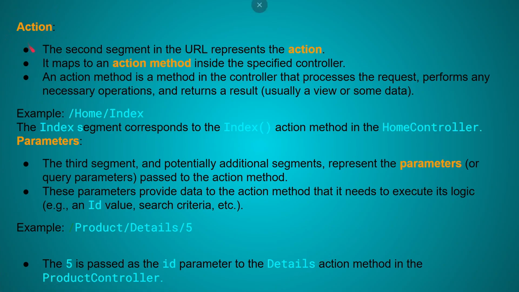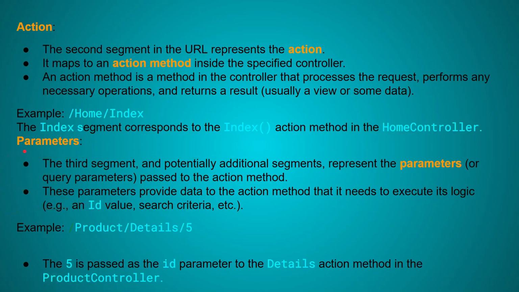Action. The second segment in the URL represents the action. It maps to the action method inside the specified controller. An action method is a method in the controller that processes the request, performs any necessary operations, and returns a result, usually a view or some data. Example, /home is a controller and /index is an action method. The index segment corresponds to the index action method in the home controller.